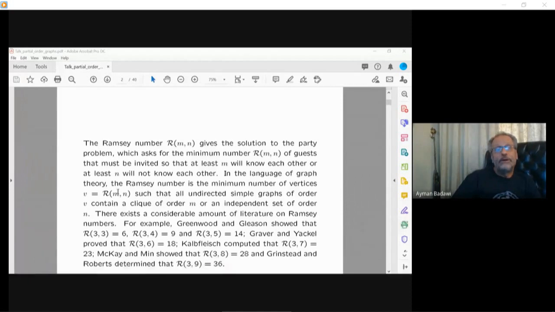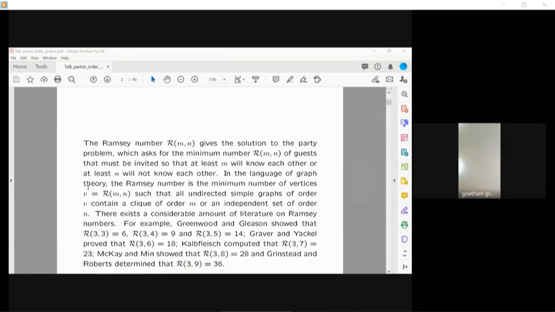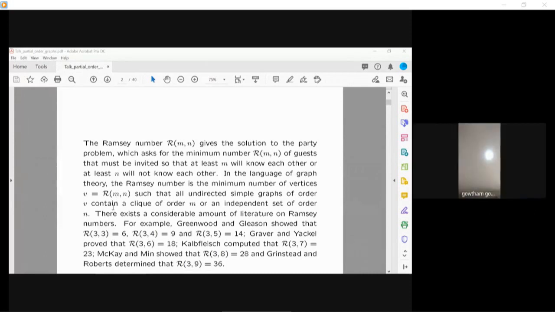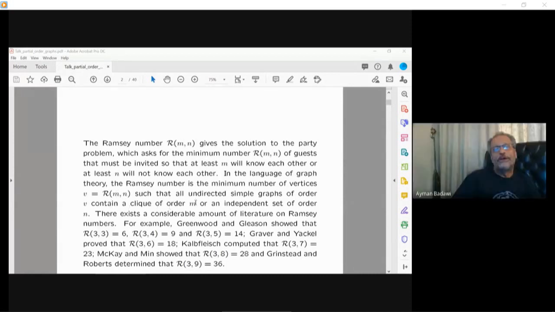Ramsey number R(M,N). We are looking for the smallest number of vertices V, so that for all undirected simple graphs with that many vertices, we should have a clique of order M, and what does clique mean? K_M, a complete graph with M vertices, or we should have an independent set with N vertices.